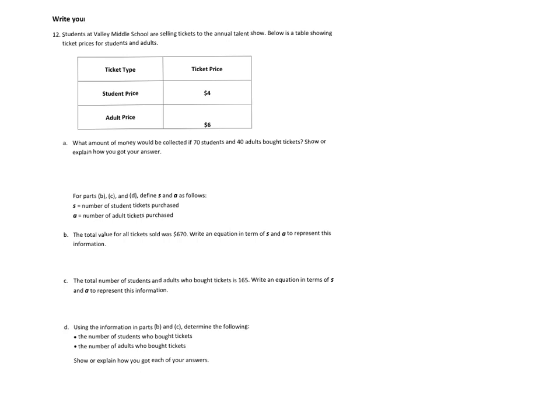Let's look at question number 1. What amount of money would be collected if 70 students and 40 adults bought tickets? Show or explain how you got your answer. Well, we can just show it right there next to the boxes, right? So $4 times the number of students, which is 70, and we get 280 dollars.